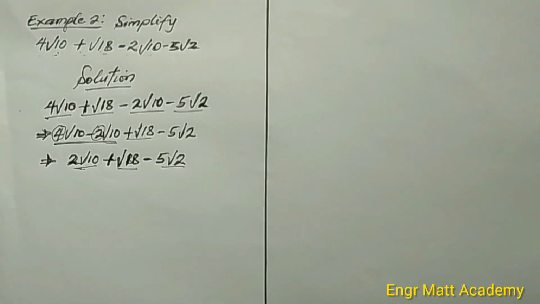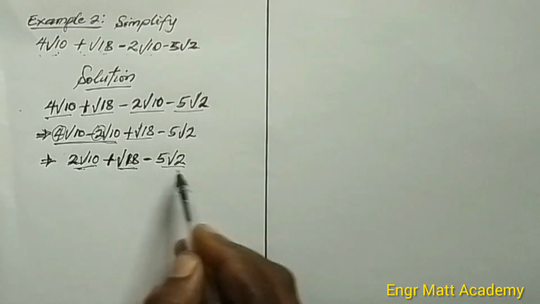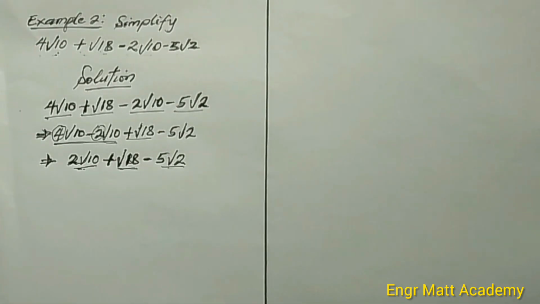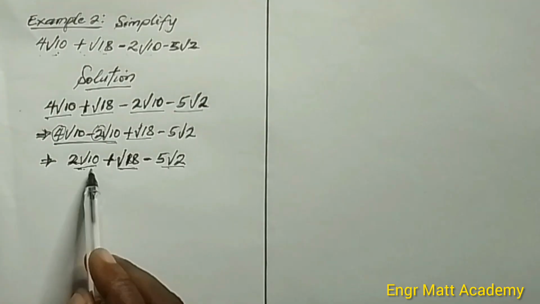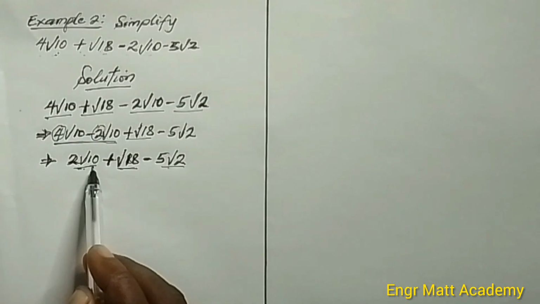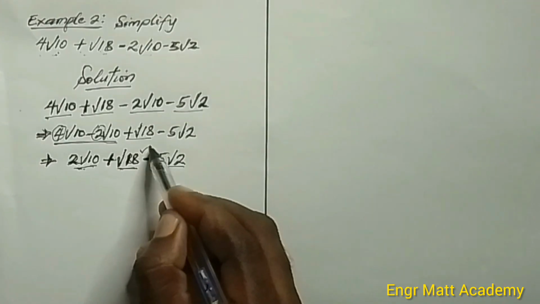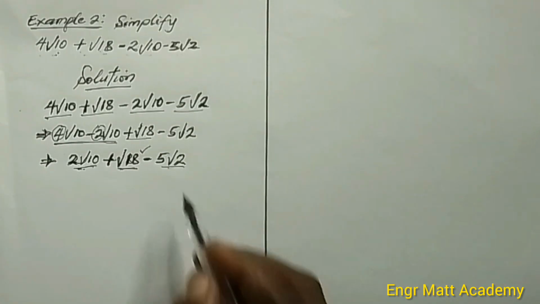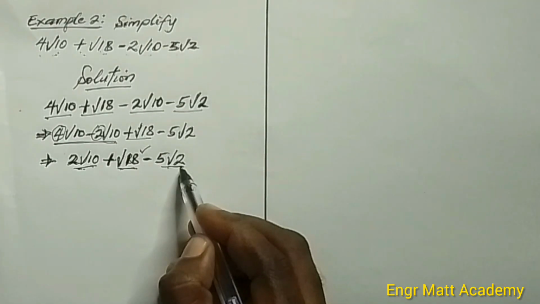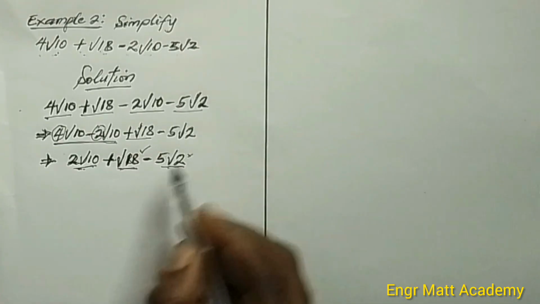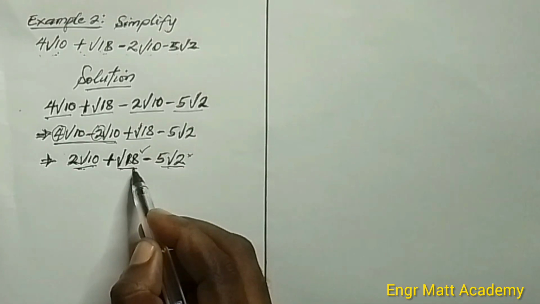At this point, it looks like we have 3 unlike surds: root 10, root 18, and root 2. So we ask ourselves, can we simplify root 10 further? No. What about root 18? Yes, we can simplify root 18. What about root 2? No, we cannot simplify root 2. So we go ahead and simplify root 18.